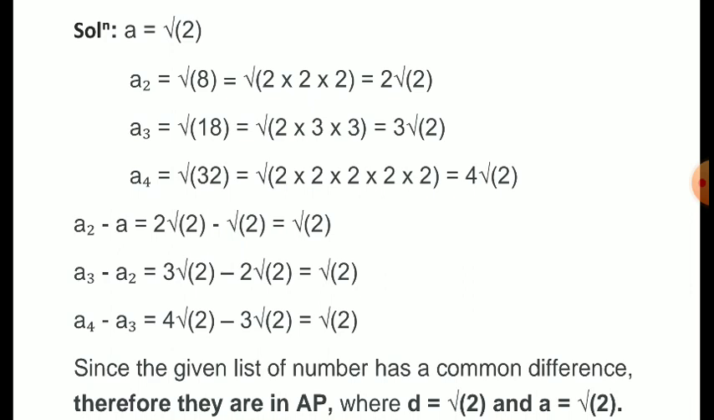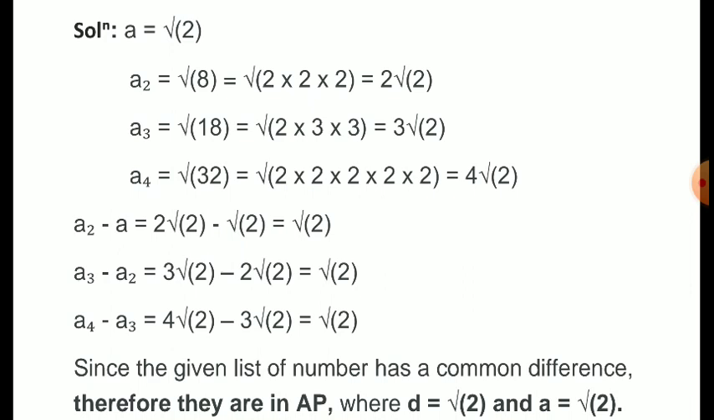The third term is root 18, and root 18 can be prime factorized as you see on the screen. 18 is 2 into 3 into 3. So 3 comes in double, 2 times, so it can be expressed as a square. If you convert into mixed radical, then it comes to 3 root 2. In this way, root 18 can be converted to 3 root 2.